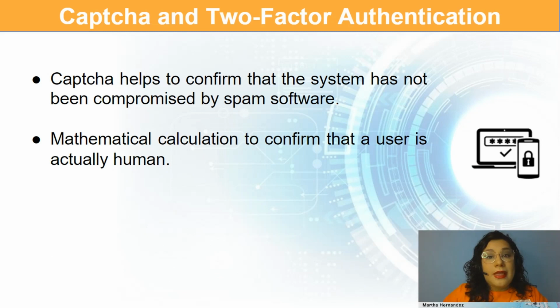There is another layer that you can add to your LIMS, which is the CAPTCHA and the two-factor authentication. This CAPTCHA helps to confirm that the system has not been compromised by any spam software that is designed to extract information from a website. It is usually in the form of a simple mathematical calculation to confirm that a user is actually human. We all see on these websites that you have to confirm that you are not a robot. Well, that's the CAPTCHA.